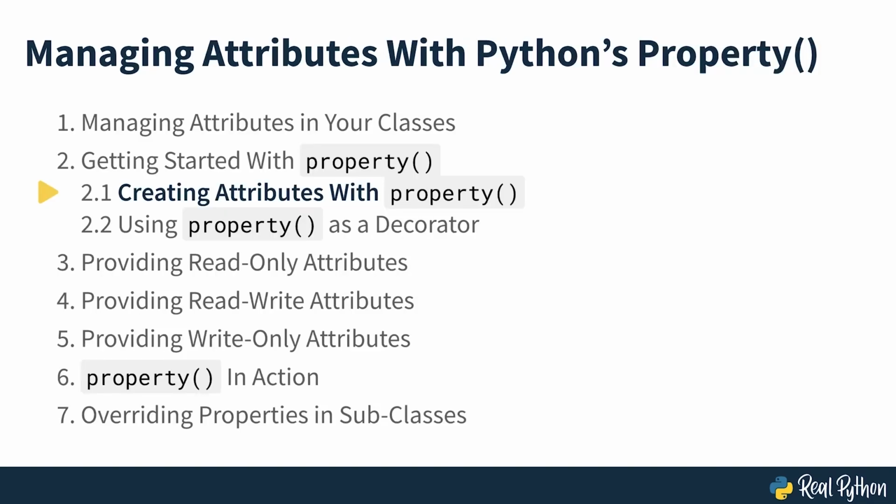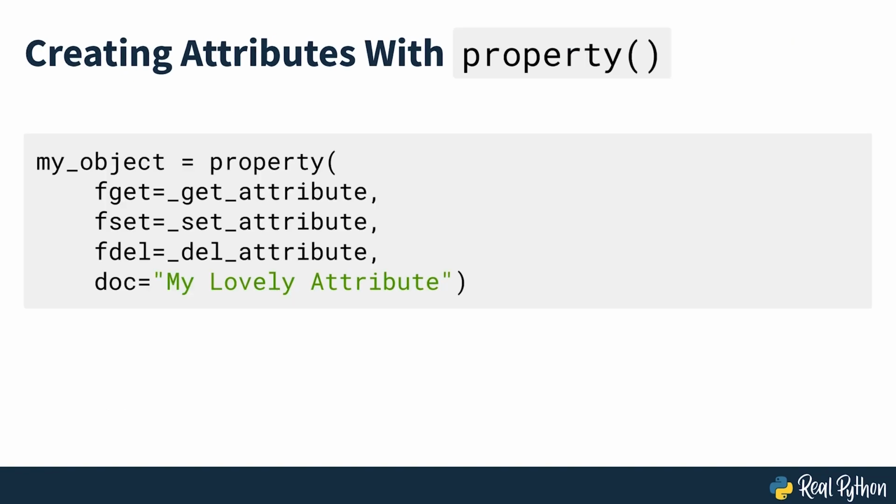Creating attributes with property. You can create a property by calling property with an appropriate set of arguments and assigning its return value to a class attribute. All of the arguments to property are optional. However, you typically provide at least a getter function.